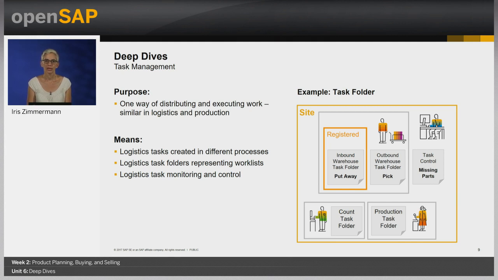You can create your own task folder depending on various criteria. For example, for the warehouse task, you can assign task types collecting the pick or the put away tasks. Or you can assign storage areas in case a specific warehouse worker is responsible for the valuable goods storage area. The assignment criteria differ for production task folders and count task folders.